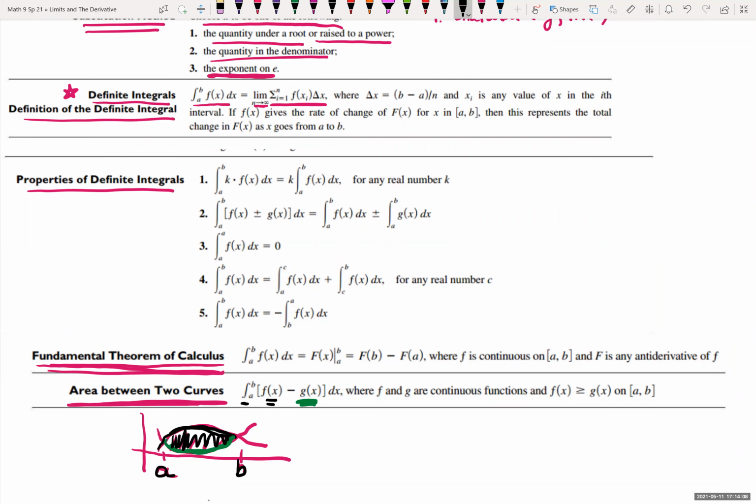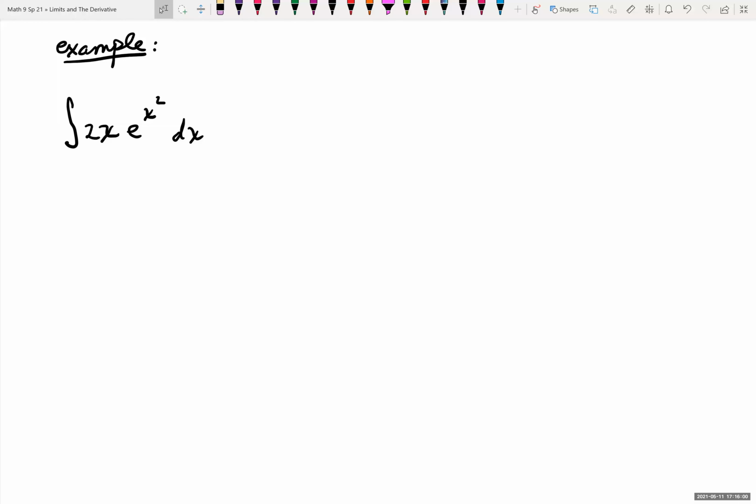Okay, so let's look at some examples. So first example, we have the antiderivative or indefinite integral of 2x times e raised to the x squared power dx. And so if you're watching the video, you could pause the video right now, try it, and then unpause the video and see if you get the same thing.